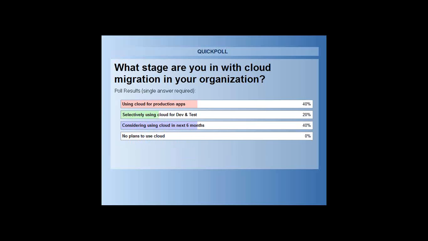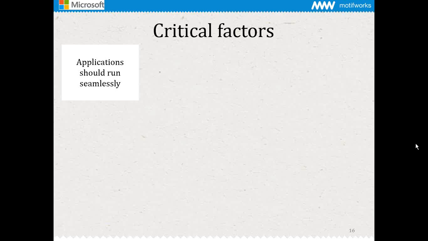Okay, so this is going to be my last slide, which is what I want to cover in this webinar, and I want to end the webinar with this: what are the critical factors as you are planning and implementing your hybrid cloud? What are the critical factors for a successful migration? What are some of the key requirements and factors that you should be aware of? The application should run seamlessly. Now this should seem like a no-brainer and a straightforward thing.